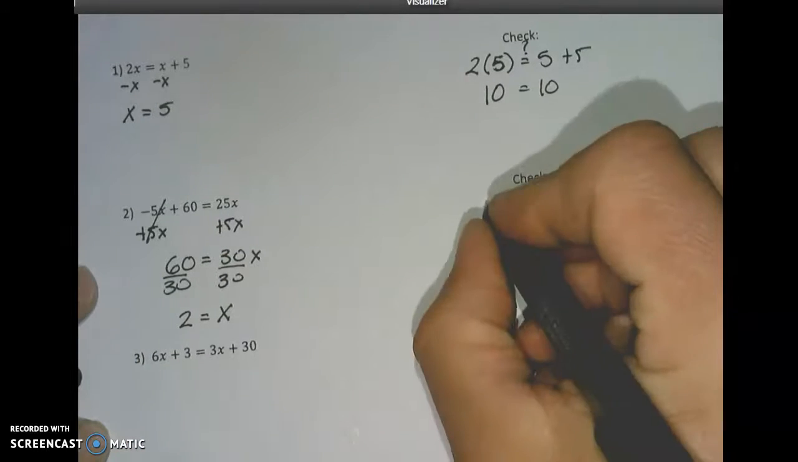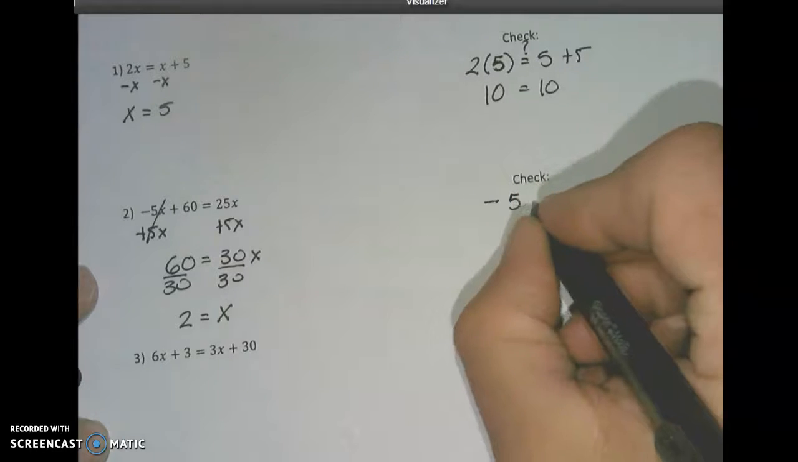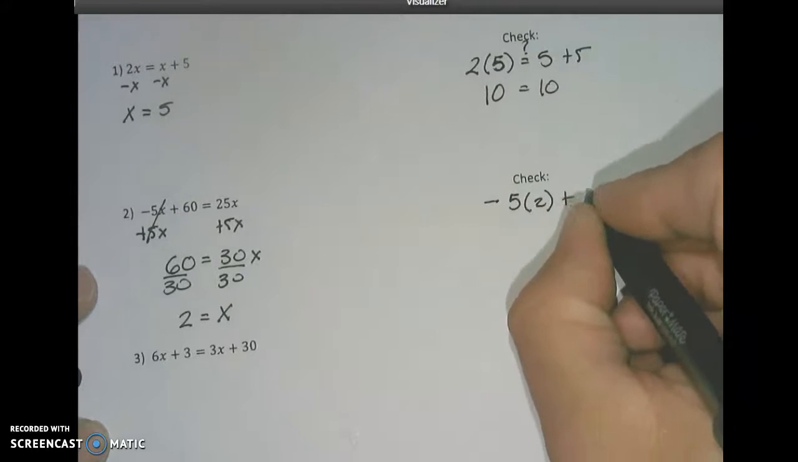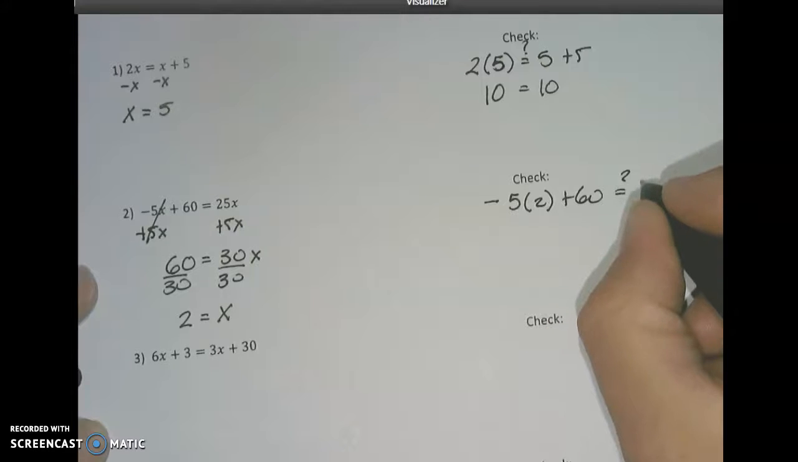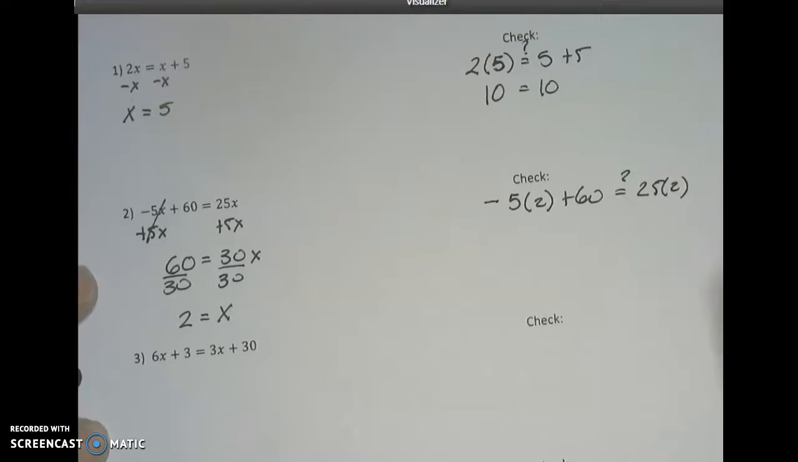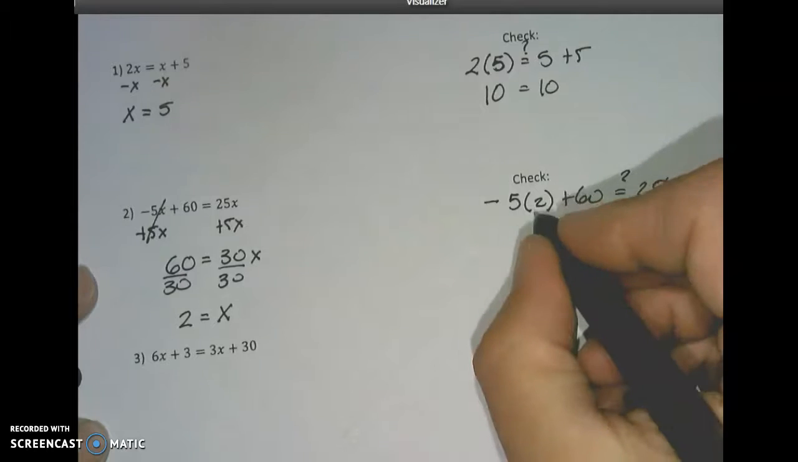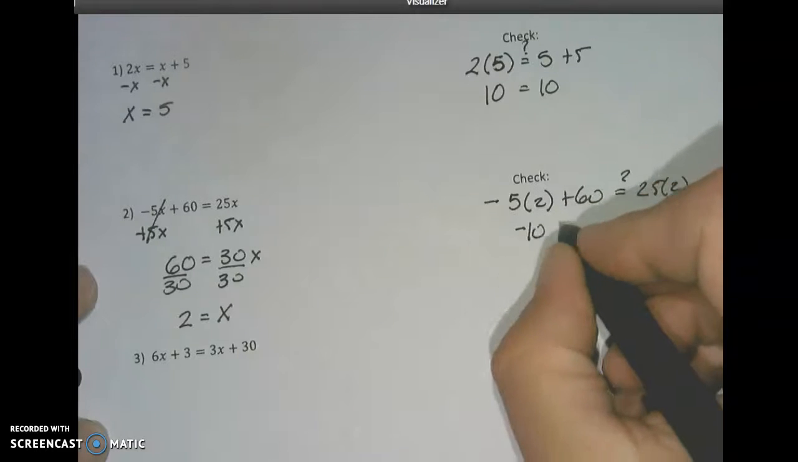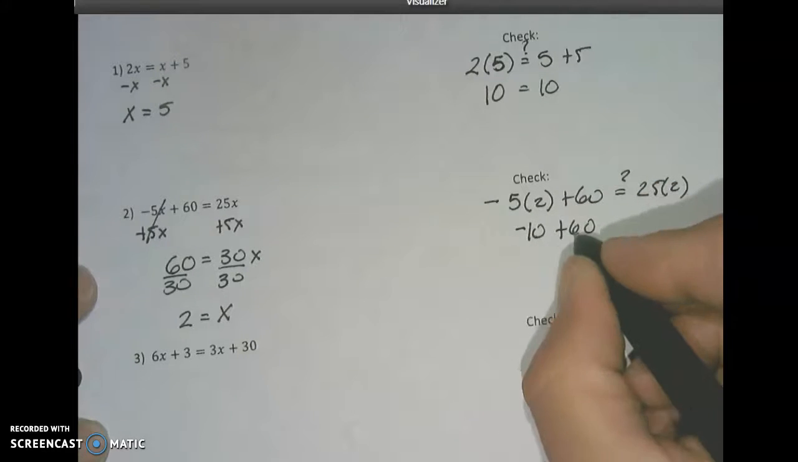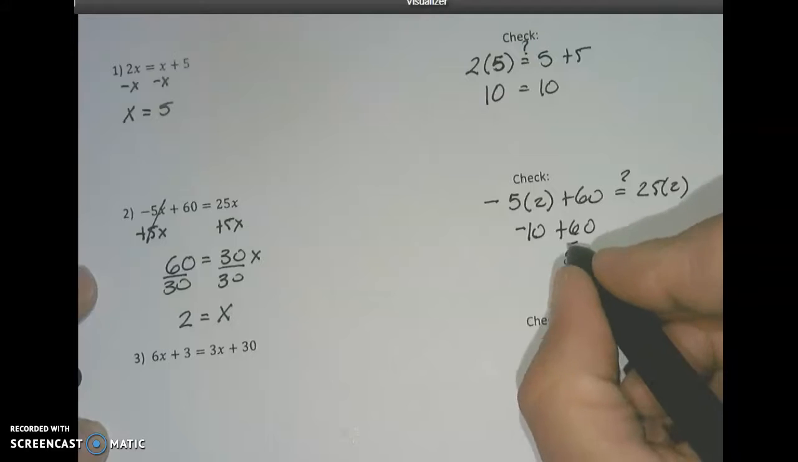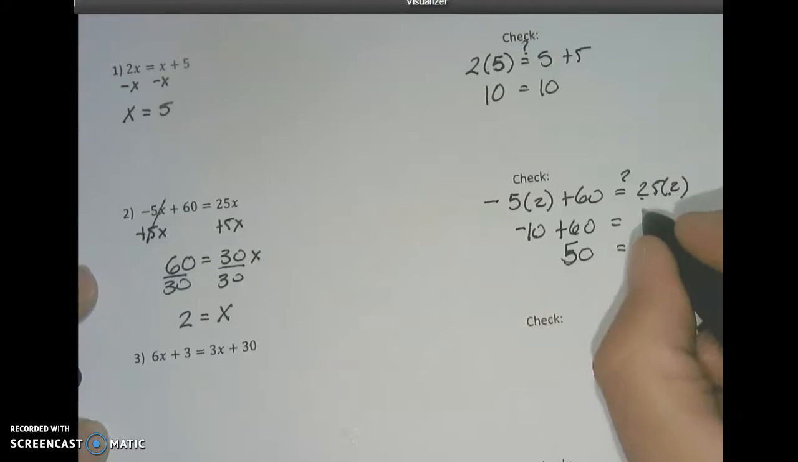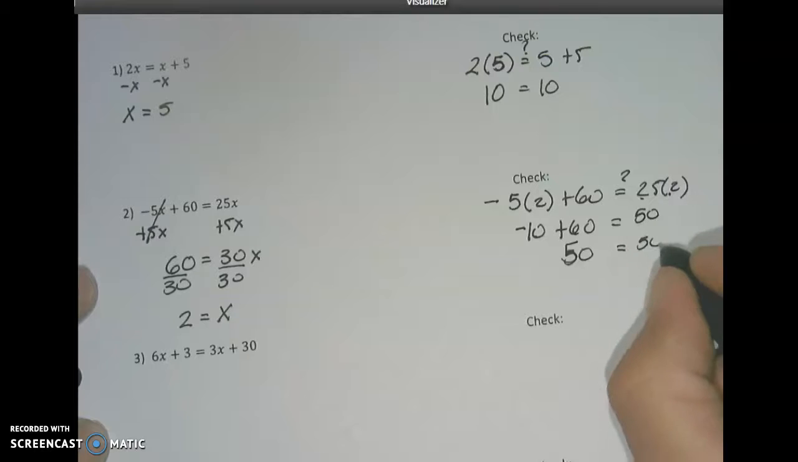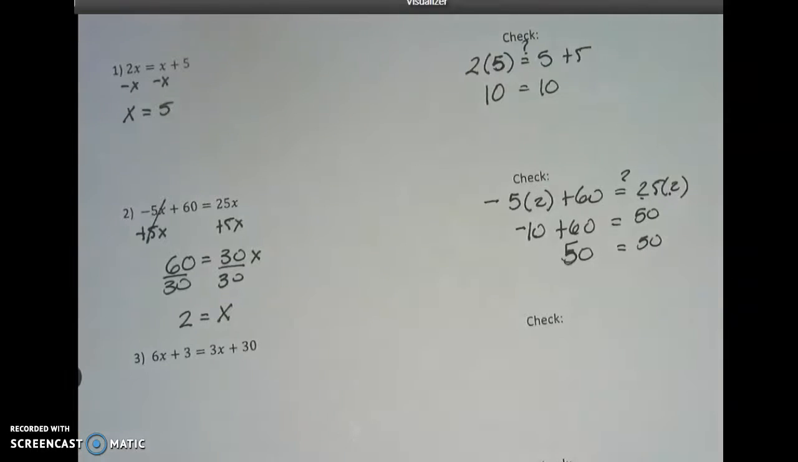So then I would go negative 5 times 2 plus 60 and ask myself, does that equal 25 times 2? Well, I know negative 5 times 2 is negative 10 plus 60. Negative 10 plus 60 is 50. 25 times 2 is 50, and 50 does equal 50. So I know that I am correct.